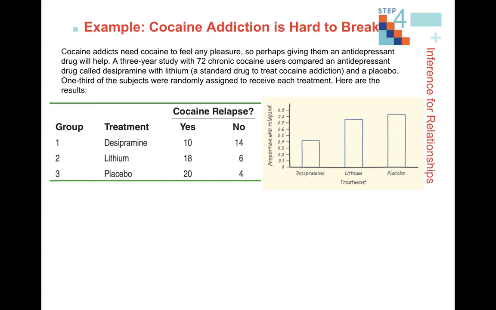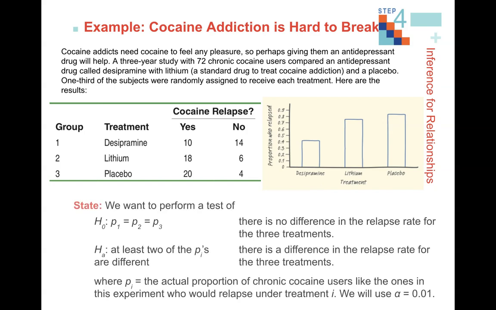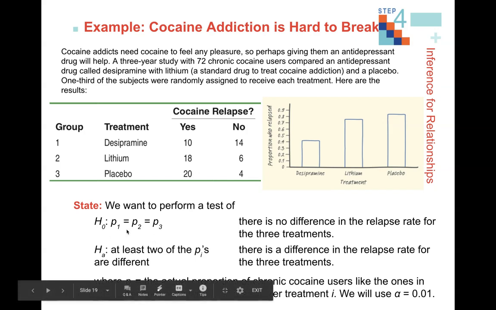Here are the results. So here's your two-way table. Cocaine relapse, yes or no. Treatments: desipramine, lithium, and placebo. So we want to perform a test. Here is how you're going to write your hypotheses.